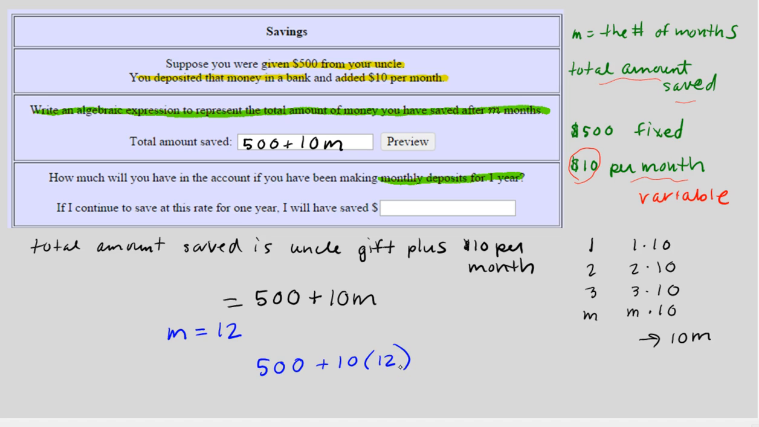And now we can evaluate to see how much you would have saved. So we have 500. 10 times 12 is 120. And if I add those together, I get $620. So if you save $10 per month for a year, plus the $500 from your uncle, the total amount saved is $620.